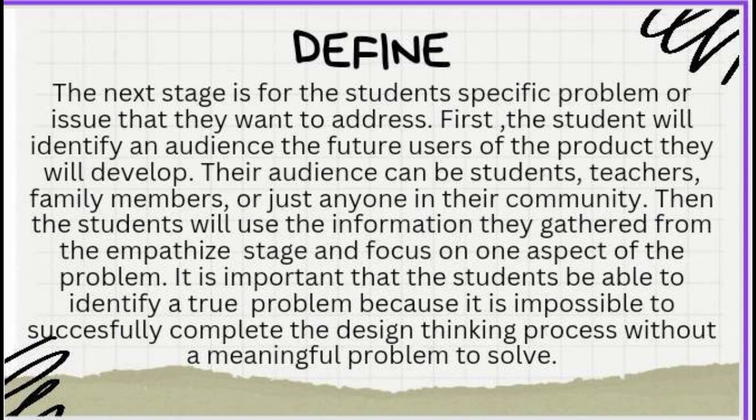Define. The next stage is for the students to define the specific problem or issue that they want to address. First, the student will identify an audience, the future users of the product they will help develop. Their audience can be students, teachers, family members, or just anyone in their community. Then the students will use the information they gathered from the empathize stage and focus on one aspect of the problem. It is important that the students be able to identify a true problem because it is impossible to successfully complete the design thinking process without a meaningful problem to solve.